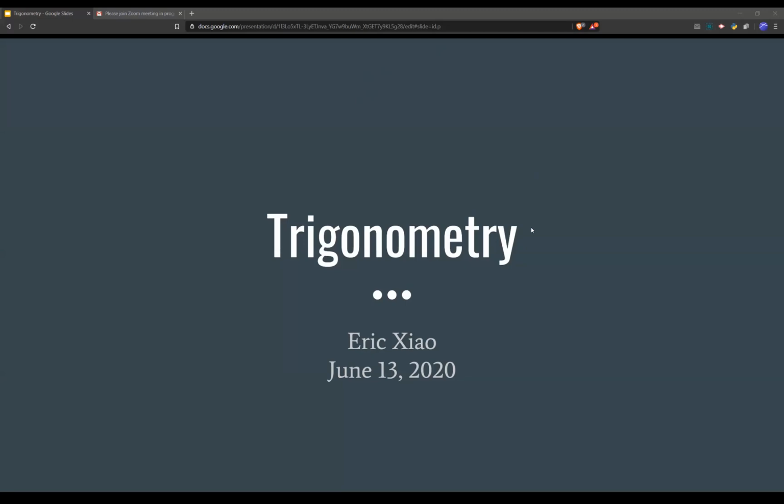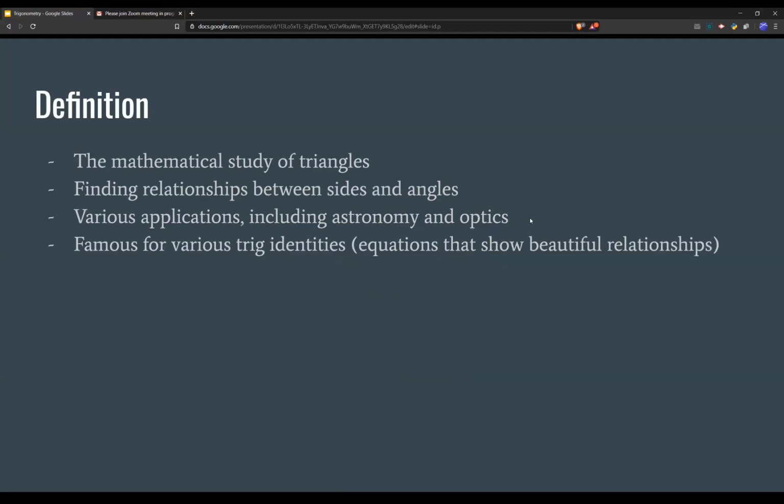So let's go to our next slide. Here. So we need to know first what trigonometry actually is. It's just the geometry of triangles. You're trying to find relationships between sides and angles with special identities. You'll learn about them in the next slide.